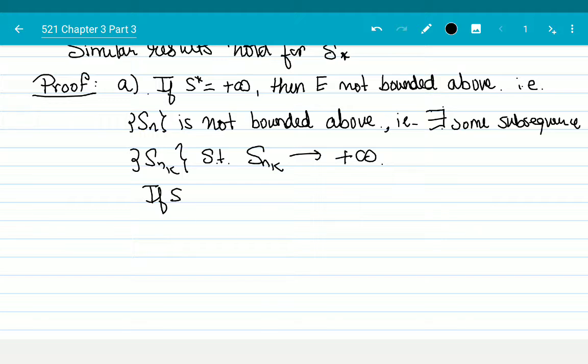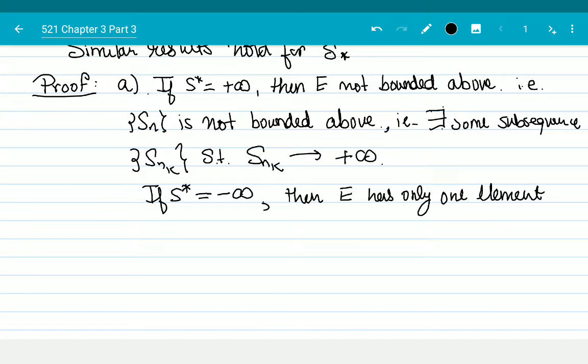If S upper star is equal to negative infinity, then E has only one element, negative infinity, and there is no other sequential limit.